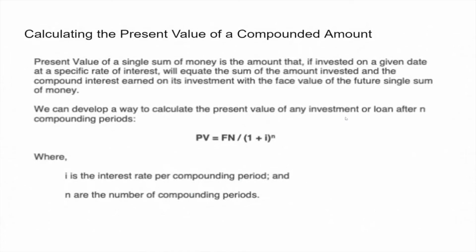we're going to use the same formula, but rejigged to put present value on the left side of the equal sign. So present value of a single sum of money is the amount that, if invested on a given date at a specific rate of interest, will equate to the sum of the amount invested and the compound interest earned on its investment with a face value of the future single sum of money. I wish I didn't put that there. That's a big fancy way of saying, you know what the value is in the future? You want to calculate what is the value now, given the length of time and given the interest rate. So this is the same formula rejigged: the future value over 1 plus i to the n. And i, again, is the periodic interest rate, n is the total number of compounds in the whole event.